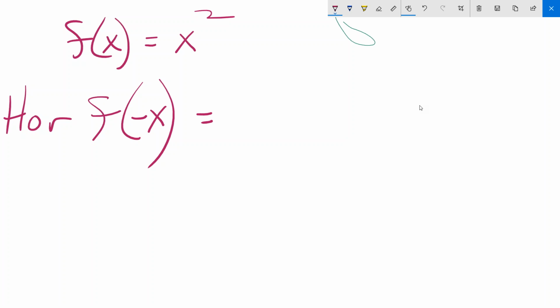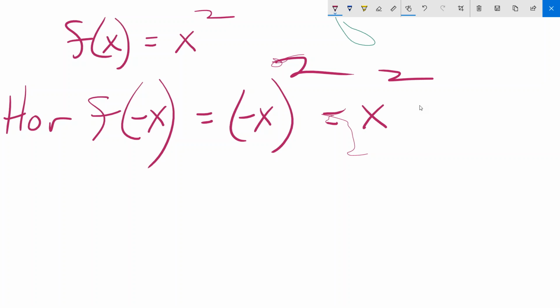So what would this be in terms of our function? What is f of minus x? Whenever you have a function and they put something inside the parentheses different from x, you substitute whatever is in the parentheses for x. Substituting it for x, what do I get? What's minus x quantity squared? What's minus x times minus x? Positive x squared. In other words, it does not change the function in this particular case.